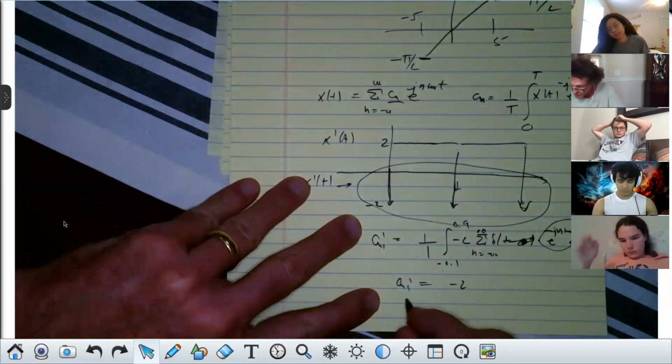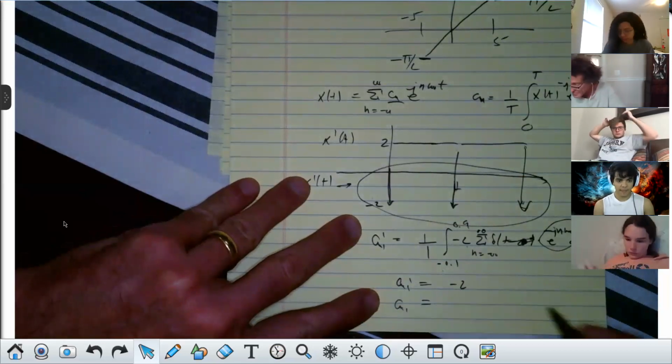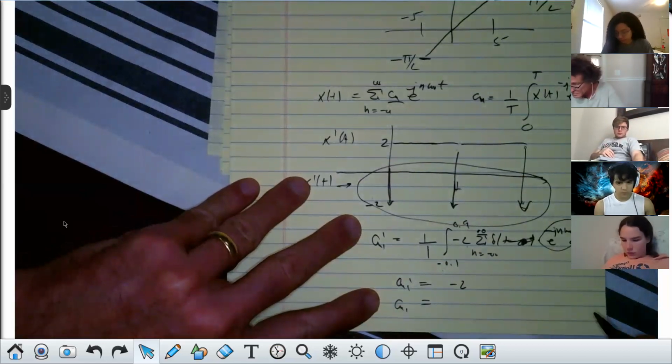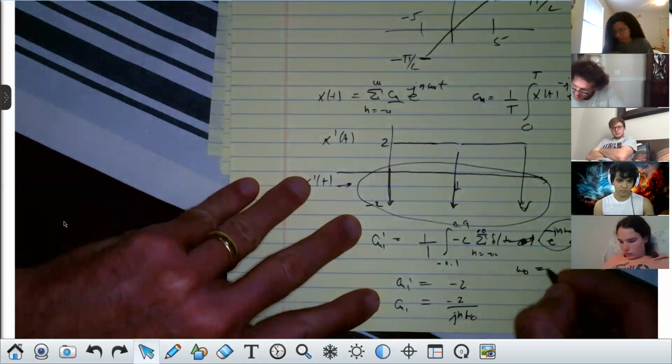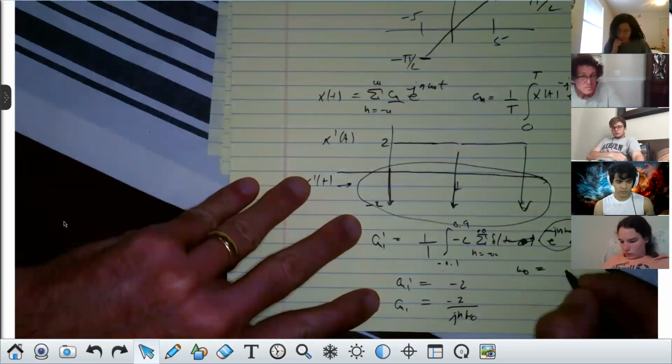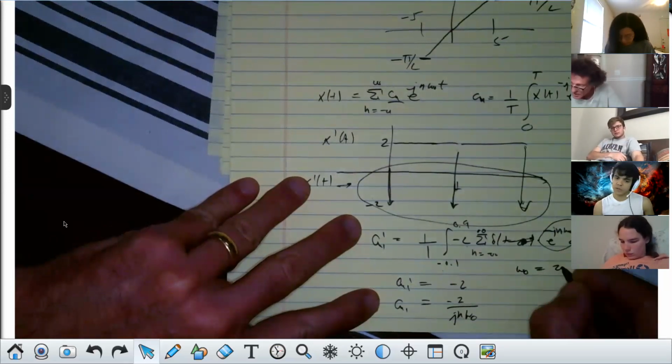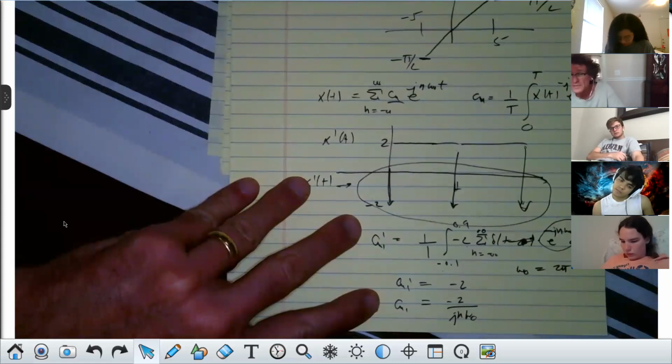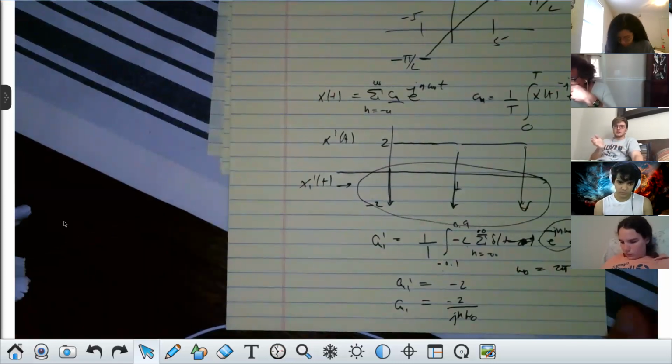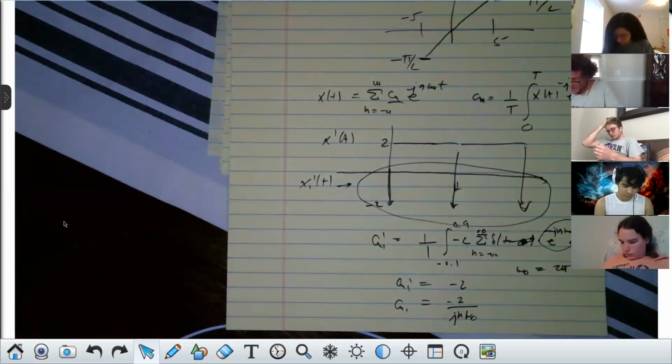And therefore, what is Cn1, class? -2 over j n omega naught. Right. And what is omega naught? 2 pi f, or 2 pi over t, over 1, right? It's just 2 pi, isn't it, class? It's normally 2 pi over t, but in this case, t is 1, so it's just 2 pi, correct? That's exactly it. Now I have that one.